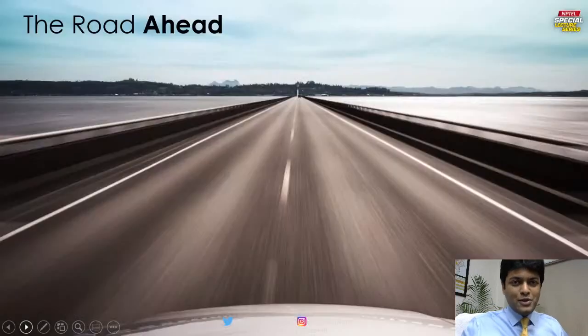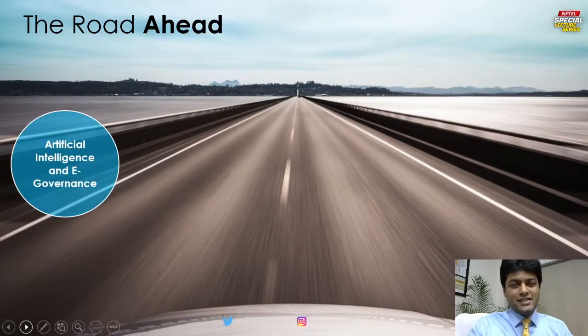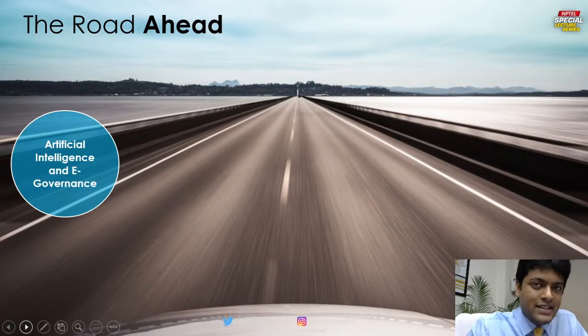So now that we talked about evasion and the various challenges it poses, and we talked about development, how do we have a balance between them, and what is the road ahead? Broadly, I would like to talk about three areas where the road ahead lies. The first one is artificial intelligence and e-governance.